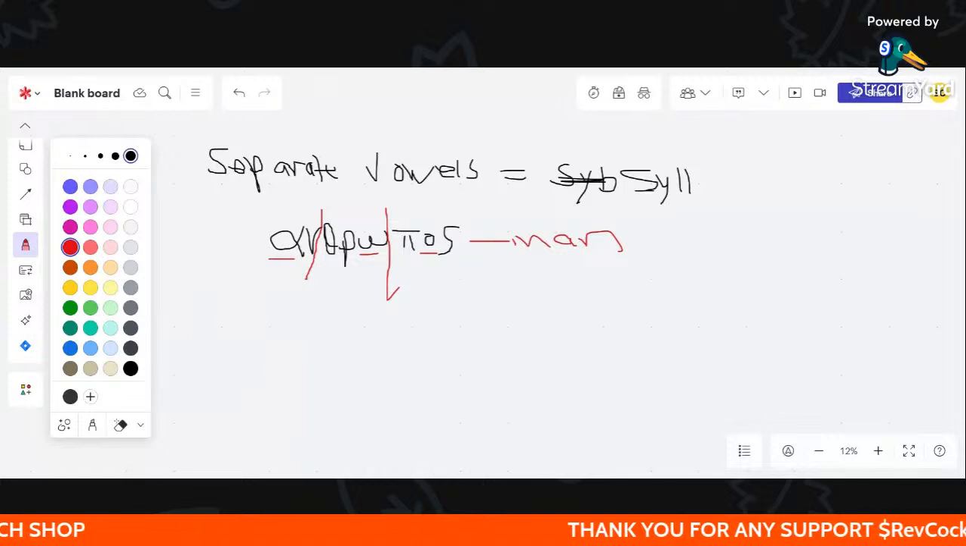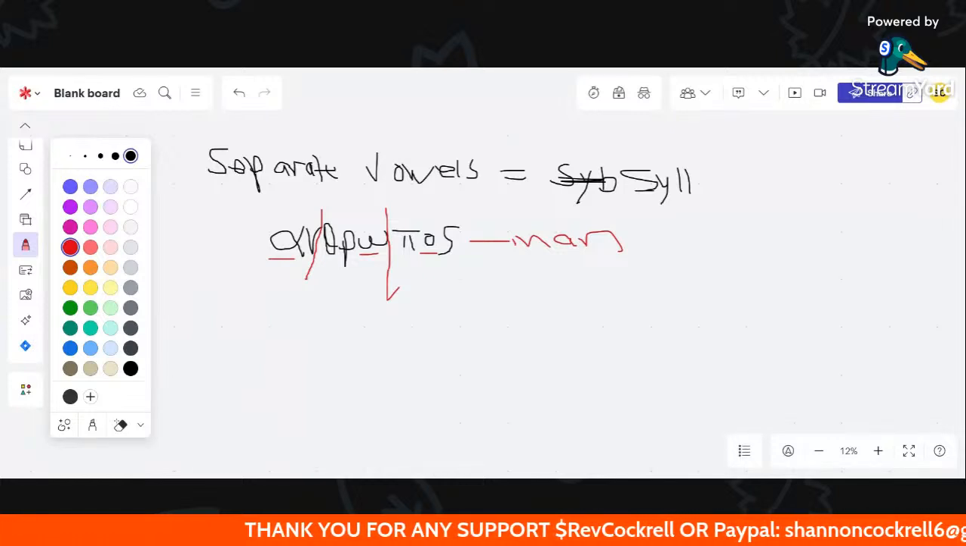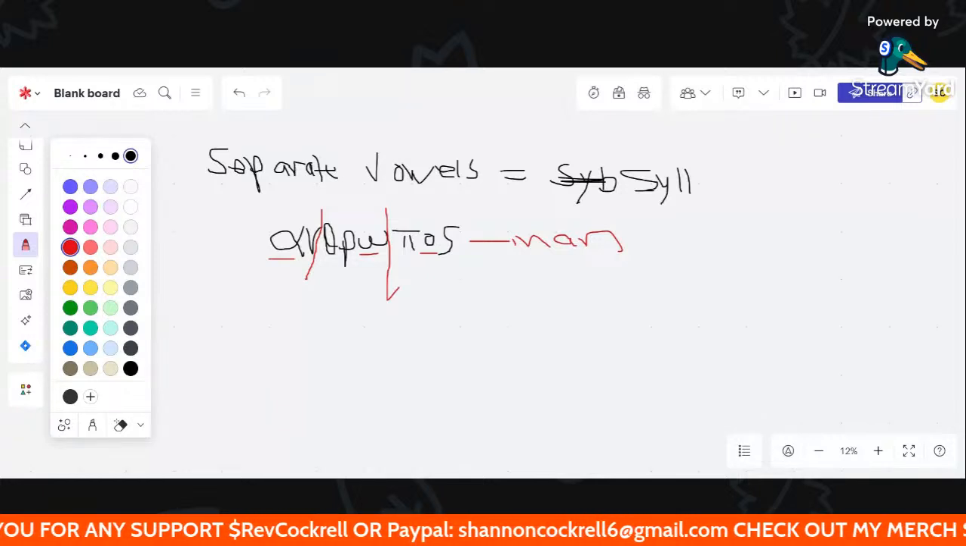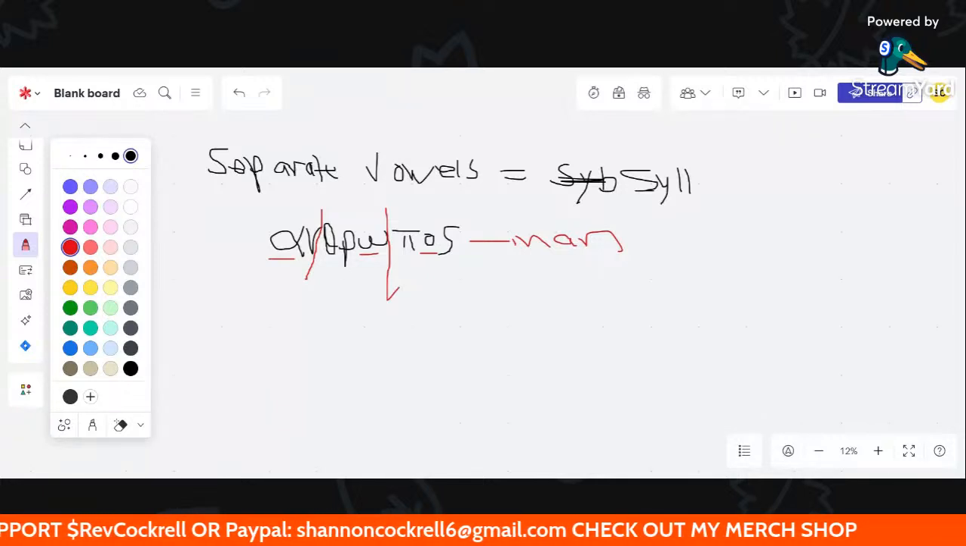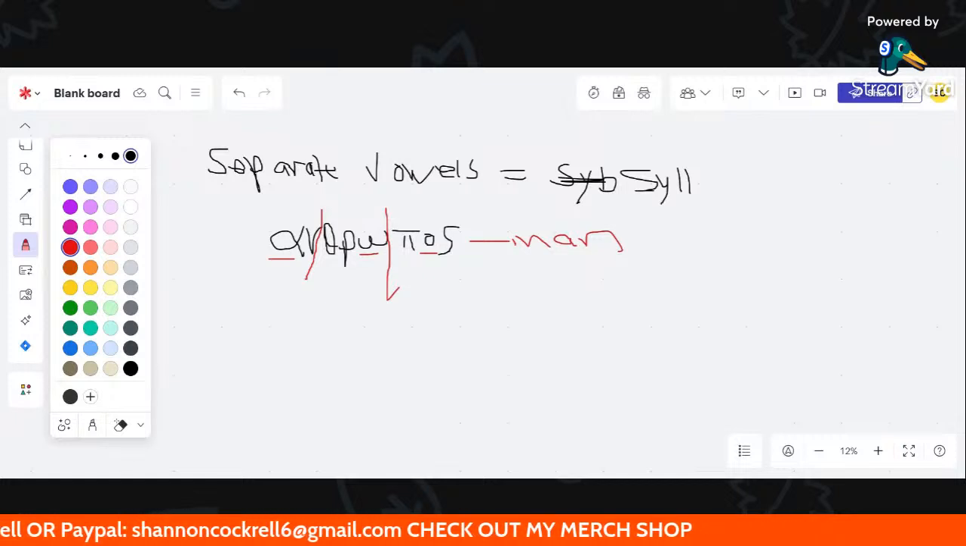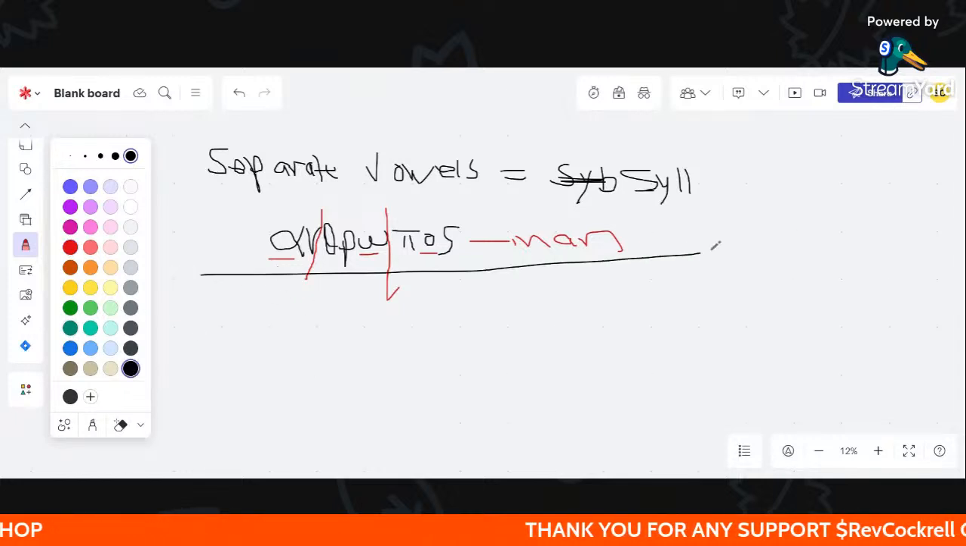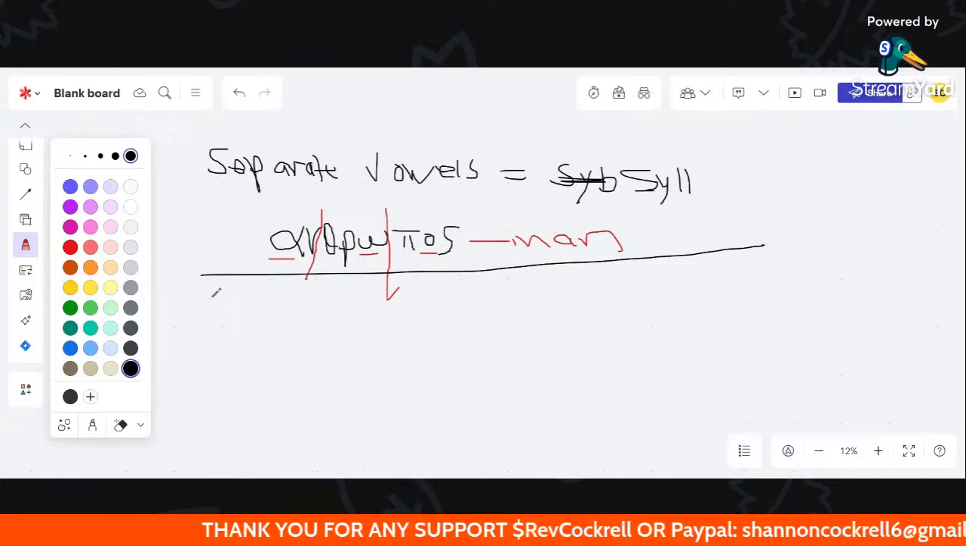Now, whenever possible, a syllable should begin with a consonant. You want it to begin with a consonant. Okay? So now let's look at some vocabulary words.